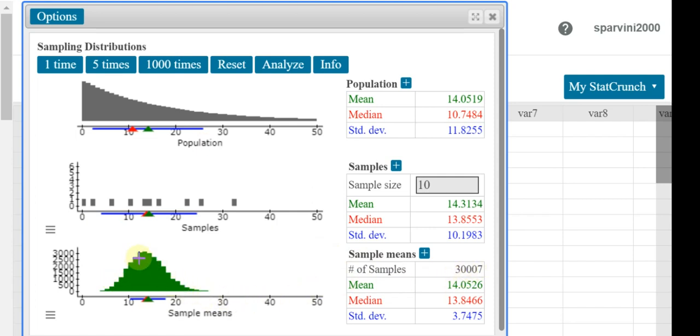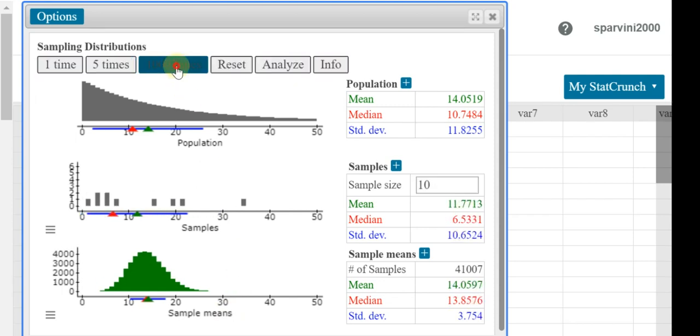You see how nice, almost normal distribution that is. Look at the estimate of the mean, 14.05. Look at the parameter, 14.05. There is hardly any sampling error now. True? Now look, this deviation is 3.75. I bet you if you take your calculators and divide 11.8255 by the square root of n, square root of 10, you're going to get 3.75, something very close to it. You see that? So I can do this forever.